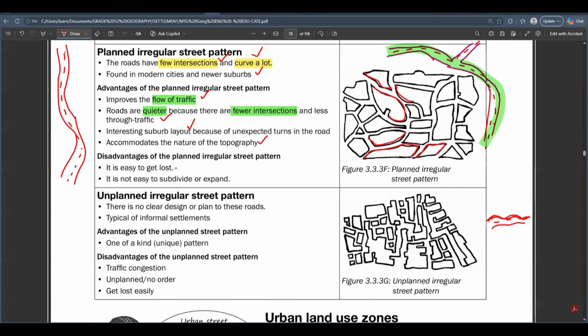And then the disadvantage is that it's very easy to get lost in such a place. The gridiron is easy to trace because the roads are just straightforward. But these ones, the roads have many curves. So you can get lost easily in a place that has many curves. So it's easy to get lost in a planned irregular street pattern. Even in the unplanned one, as long as the roads have curves in them, if you are new in the area, you'll get lost. Trust me, you'll get lost.